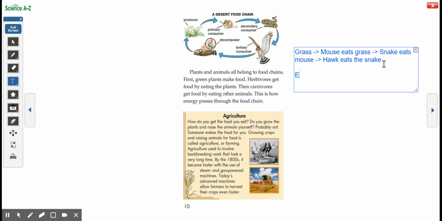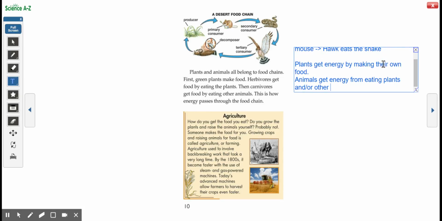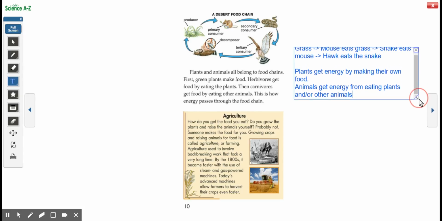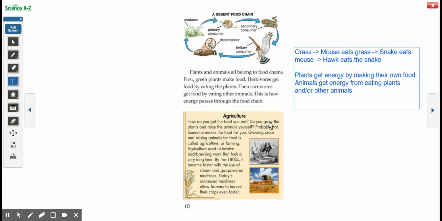And you need to write this down. Plants get energy by making their own food. Animals get energy from eating plants and or other animals. That is important. This right here, important. But it is important.